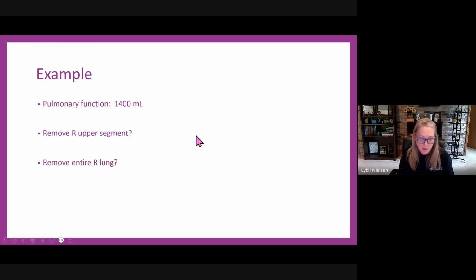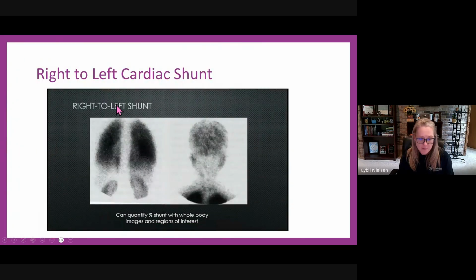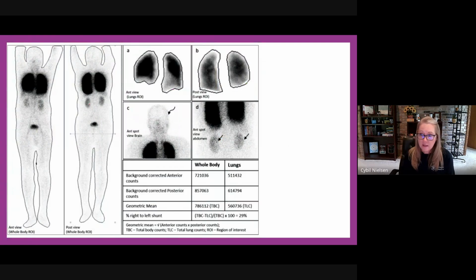All right. Last thing I'm going to talk about is, I think, right to left cardiac shunt. So if the patient is leaking blood from the right side to the left side and I inject Tc-MAA, then some of that Tc-MAA is going to go to the rest of the body, and I'm going to see brain and kidneys. I can do a whole body scan. And if I want to know what percentage is being shunted, I want to know what percentage is not in the lungs. So I'm going to take whole body minus lungs over whole body. And that's going to give me the percentage that's not in the lungs.